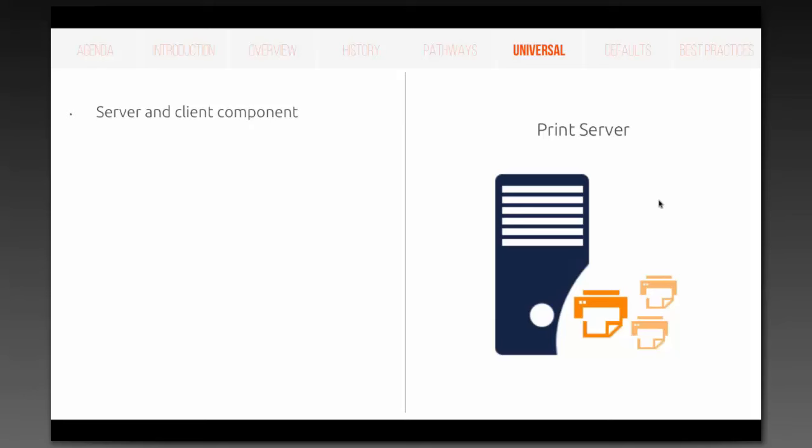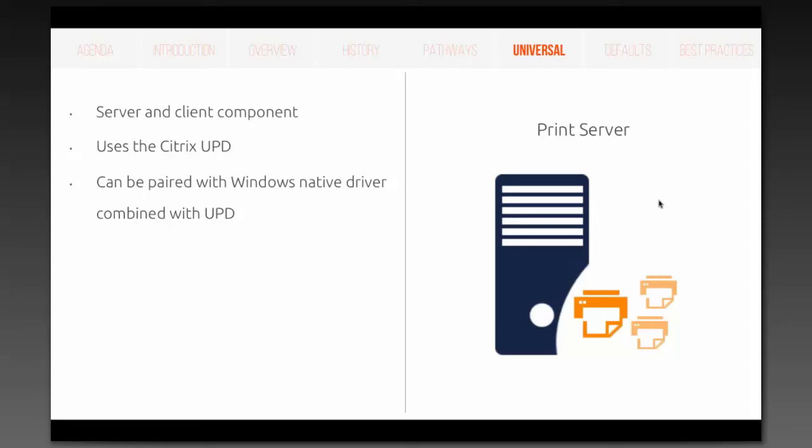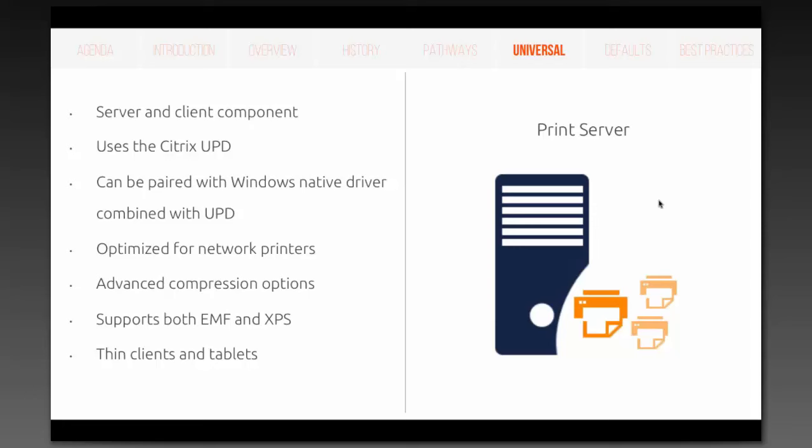Now the Universal Print Server, it's built out of a server and a client component. It also uses the Citrix UPD, but it can also be paired with Windows native drivers if needed, because of some of the advanced printing features, for example, that the UPD doesn't support. It's optimized for network printers, basically only supports network printers, and well, again, it's supposed to offer some advanced compression options between the Citrix server and the print server over at the office. That's the idea behind it. And it supports both EMF and the XPS print file format, including thin clients and tablet devices.